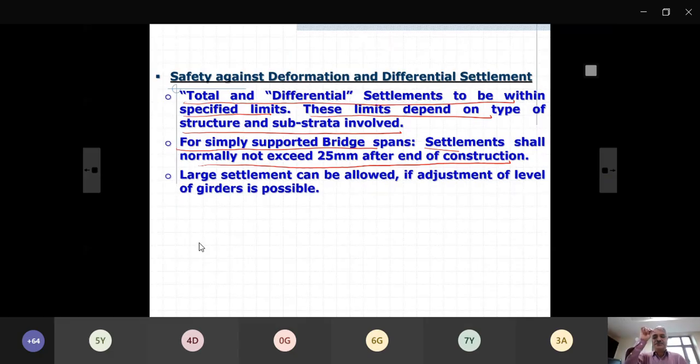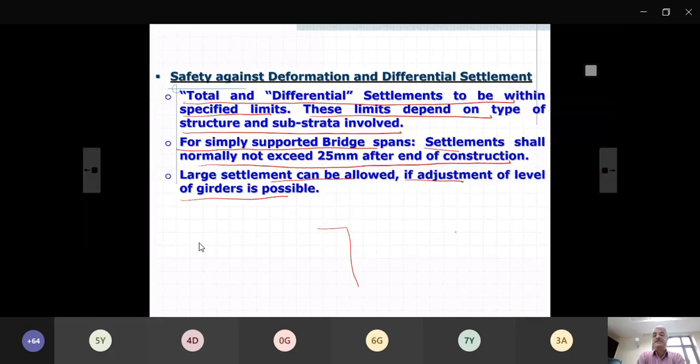If you read it clearly, it means that dead load settlement has already been accounted into construction. The live load settlement should not be more than 25 mm. You calculate the settlement for live load or after construction, whatever loads. After construction only live load will come, or maybe earthquake load or something, those sort of things. Then it should not be more than 25 mm. And it says you can allow more settlement also if adjustment of level of girders is possible.